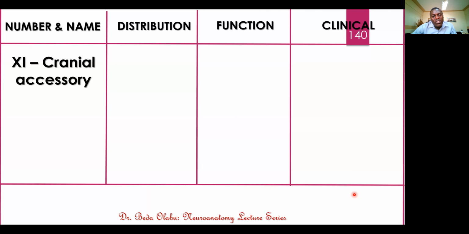The 11th cranial nerve is what we call the cranial accessory nerve. The cranial accessory nerve supplies muscles of the 4th pharyngeal arch. The cranial accessory nerve exits the cranial cavity via the jugular foramen as well. It supplies muscles of the 4th pharyngeal arch. Muscles of the 4th pharyngeal arch are the key muscles that are important for swallowing.